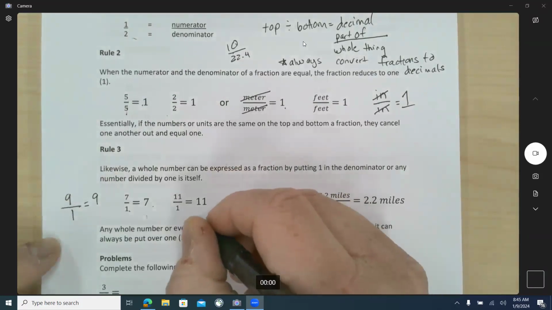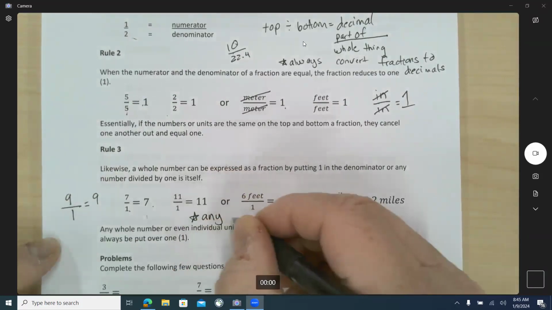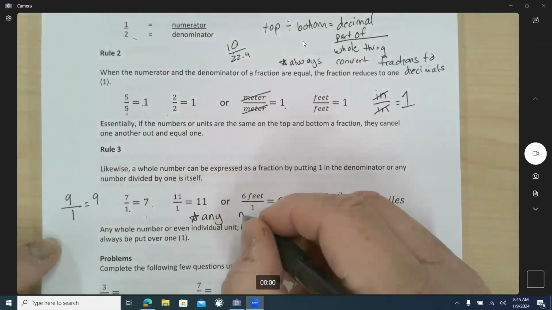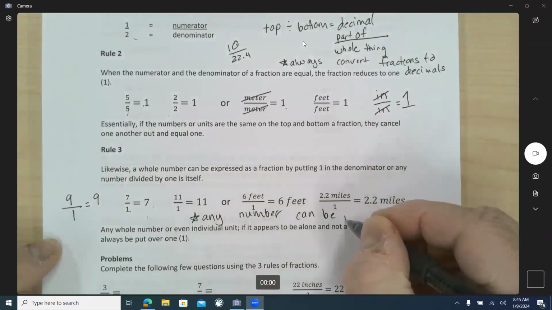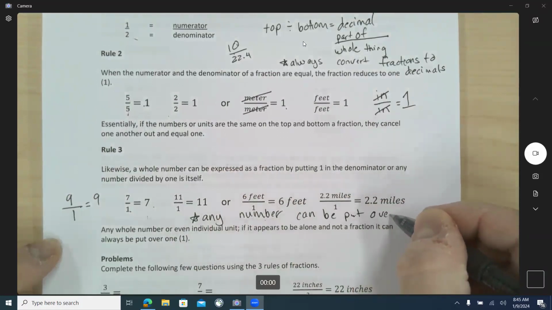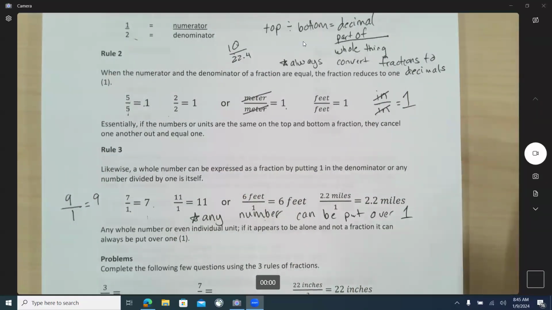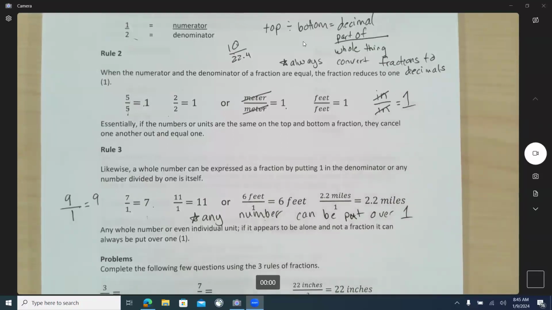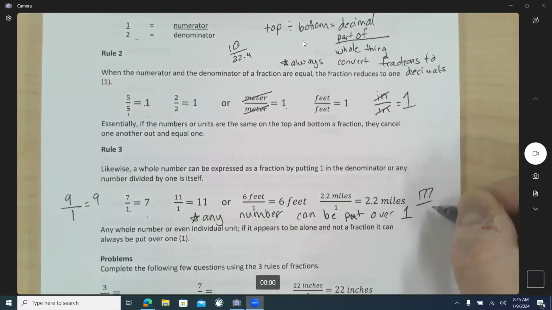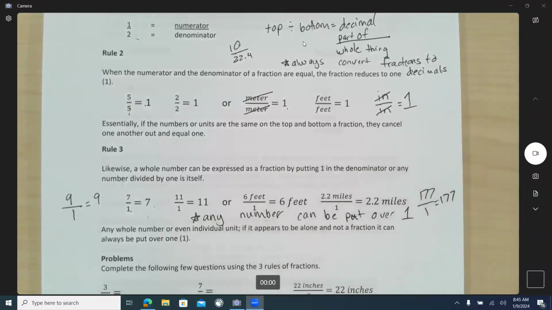So really what this is saying is that any number can be put over 1, right? Any number can be put over 1. So 9 over 1, 177 over 1, it doesn't matter. They can all be put over 1 because when divided by 1, it equals 177. It doesn't change what the number itself is, okay?